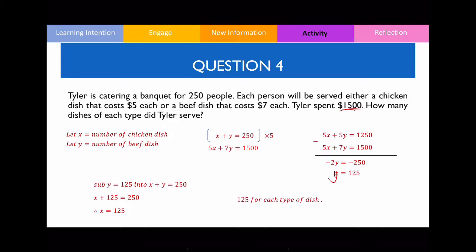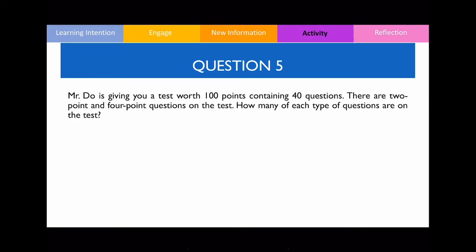Okay, so you'd write 125 for each type of dish. That's a shortened answer over here. For question 5, let's first define what the variables are. In this case, your variables are going to be 2-point questions as well as 4-point questions.